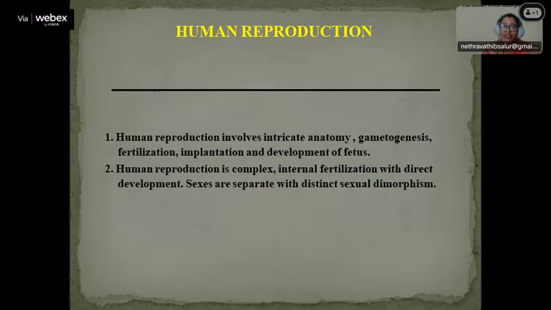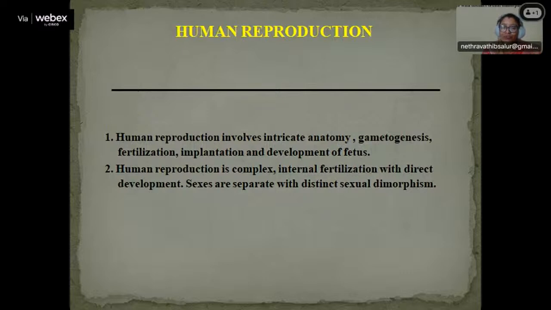When you talk about human reproduction, it is a very integrated, very complex process. It includes the anatomy of the male and the female reproductive system. It includes the gametogenesis, the fusion of sperm and ovum, the attachment of the ovum or the fertilized zygote to the wall of the endometrium, and then the development of the fetus.